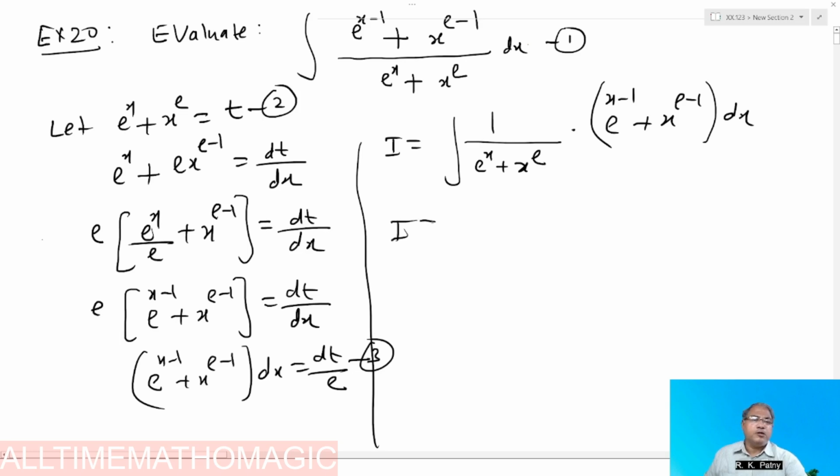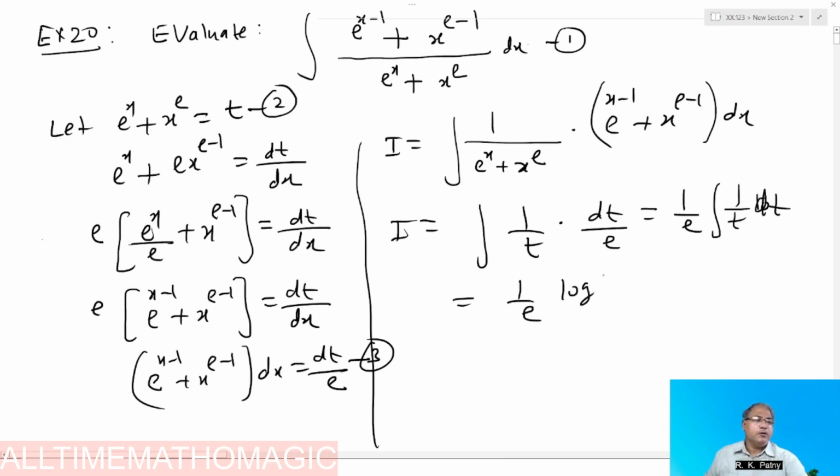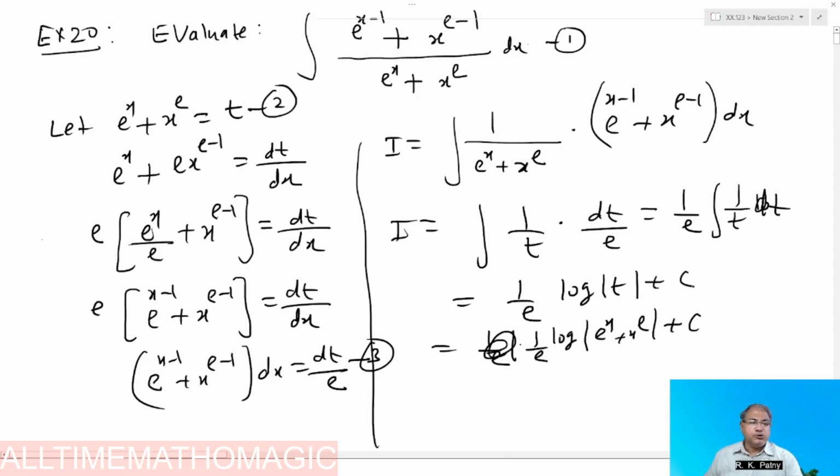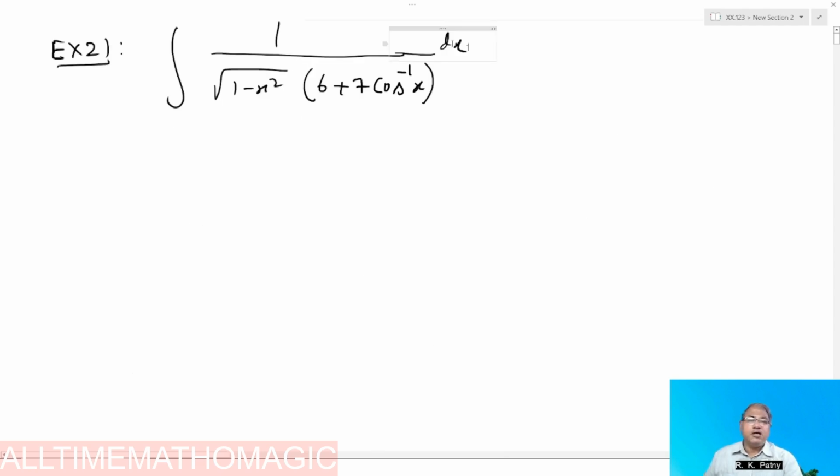From 2 and 3, I equals 1 upon t into dt upon e, that is 1 upon e integration of 1 upon t dt, that is 1 upon e log of modulus t. But what is t here? t is nothing but e raised to x plus x raised to e, plus c. This is the required solution. Now this is the last example.